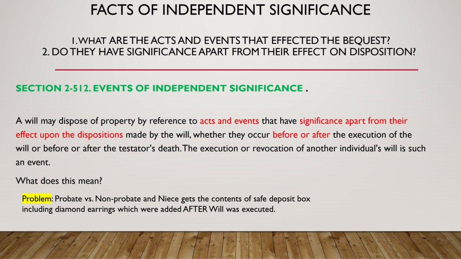Facts of independent significance. All right. So, how do you look to things outside the will that actually control the will? And how is that not a formality flaw? How is that not changing the will outside the formalities? Well, as long as those changes are occurring for independent reasons, some objective independent reasons, they will stand. Take a look at the problem and make sure you understand the key there is that title controls everything.